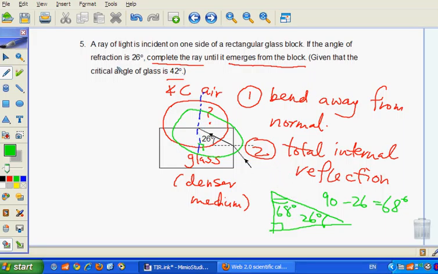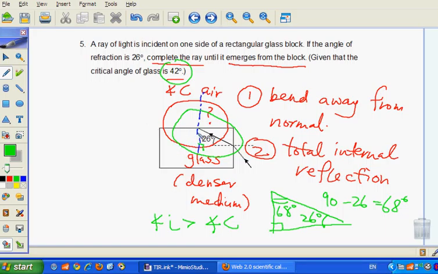So we notice the critical angle is 42. My angle of incidence in this case is greater than my critical angle. So it fulfills the criteria of total internal refraction. Instead of bending away from the normal, it will now bend into the glass block.